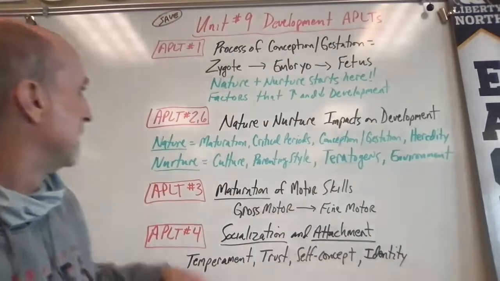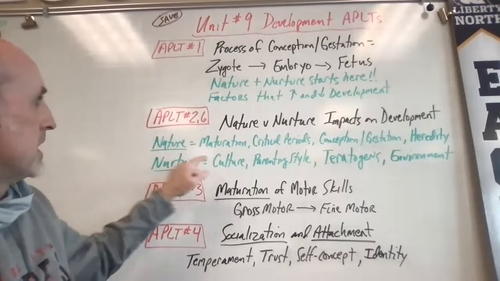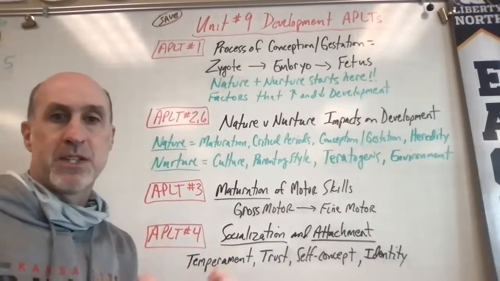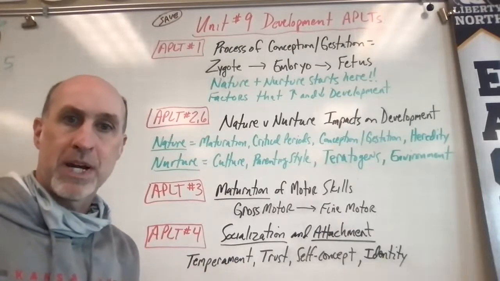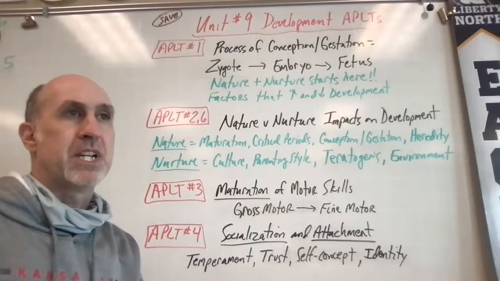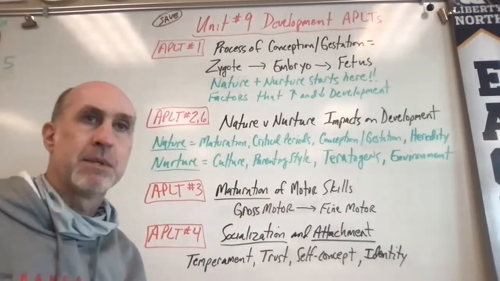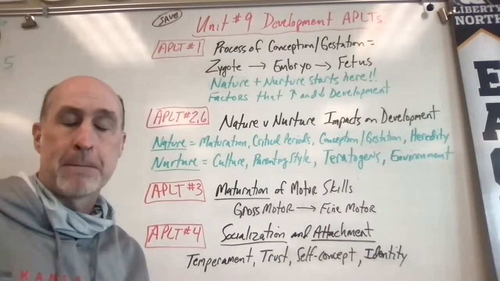Just some examples that they list early on. Some nature: maturation, which is basically development as we change over time. Maturation is biologically programmed growth. You have development, which is the overall how we change and develop over time. Maturation is the part of that that's biological, it's pre-programmed, okay?